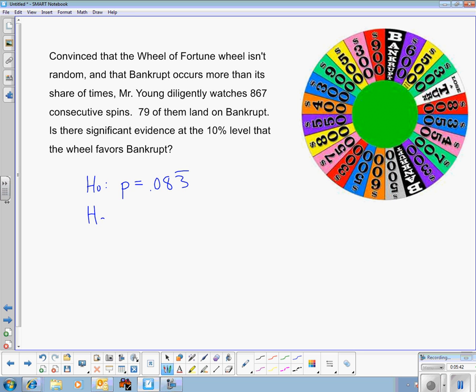The alternative, what I think is the case, is that P is greater than 0.083 repeating, because I think it happens too much. Okay, so conditions. This is 867 spins, and P hat is about 8%.